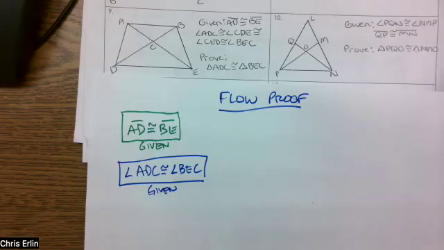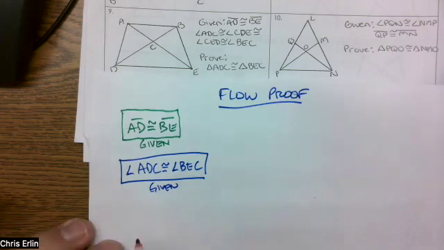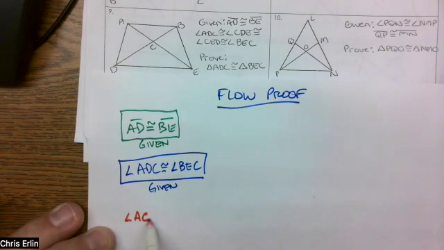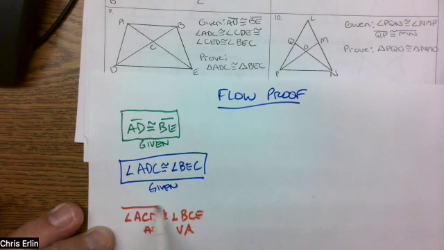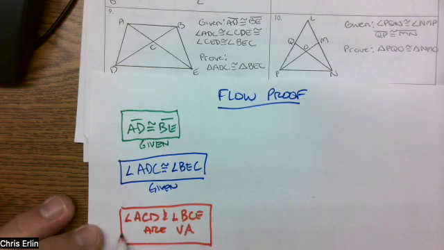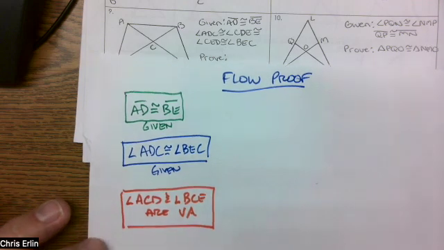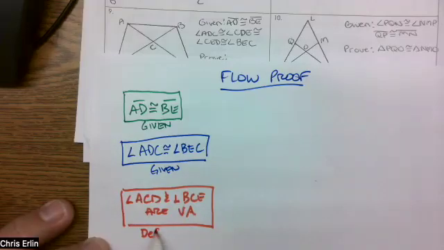What's that third fact that we got? First, we got to say that the angles are vertical, right? So we said angle ACD and angle BCE are vertical angles. Put a box around that. Say definition of vertical angles.